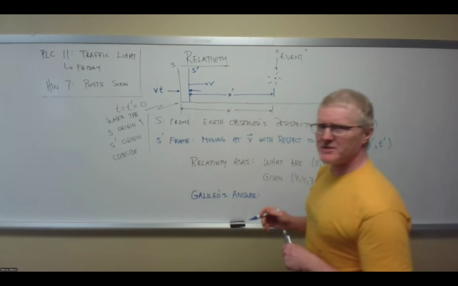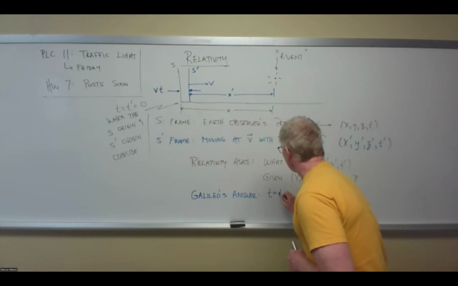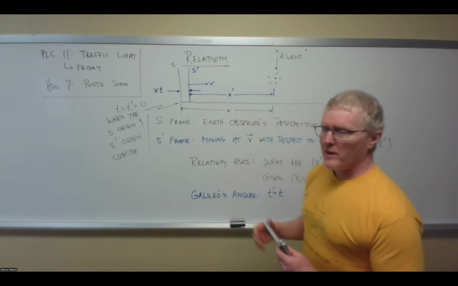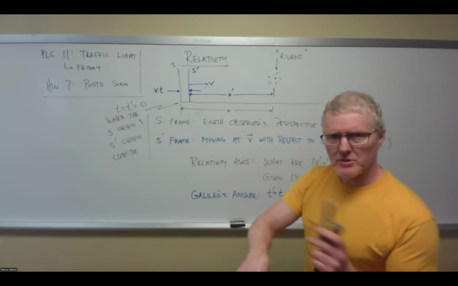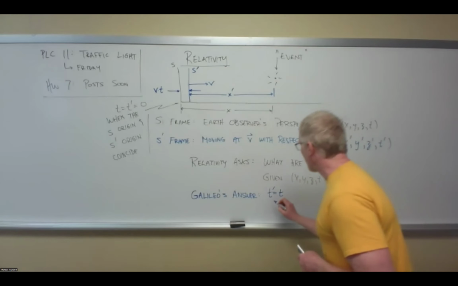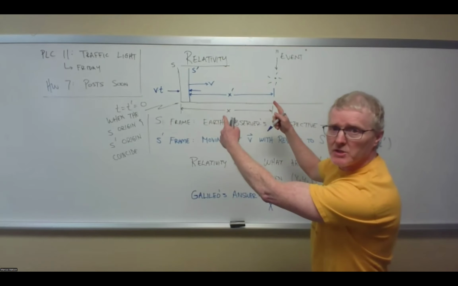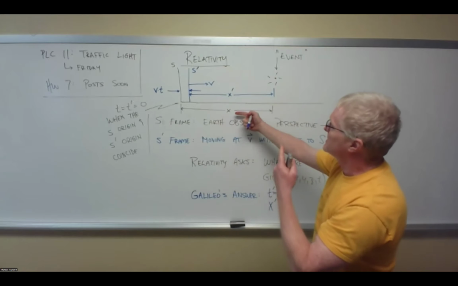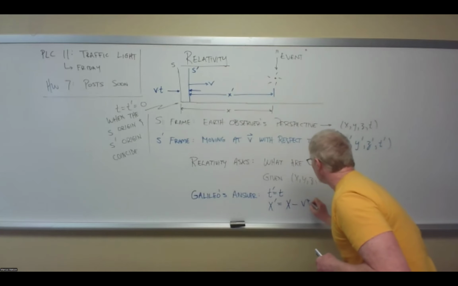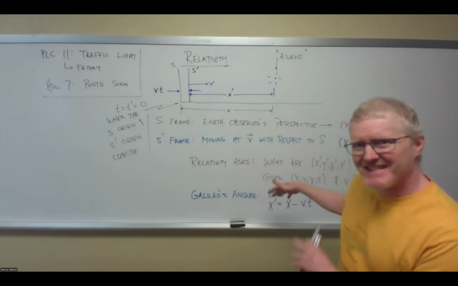Okay, so Galileo's answer was that t prime is equal to t. Right? We measure the same number of seconds. If you're on a train, your clock is ticking exactly at the same rate. Nothing is out of order there. And therefore, x prime, right? If you just look at the addition going on here, it's just x minus vt. This is the succinct answer.